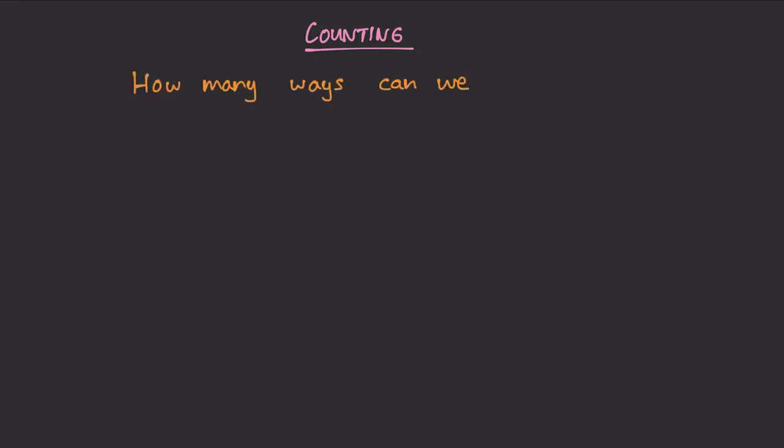How many ways can we put 6 objects in order? So I give you a set of 6 objects, a box containing 6 objects, I tell you to put them in order. How many ways can you do that?